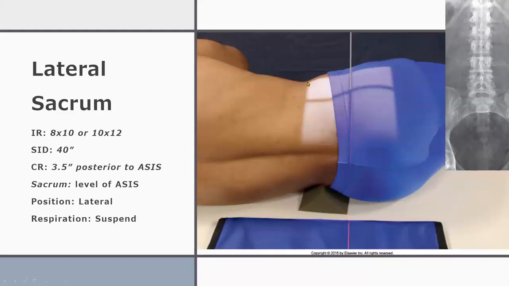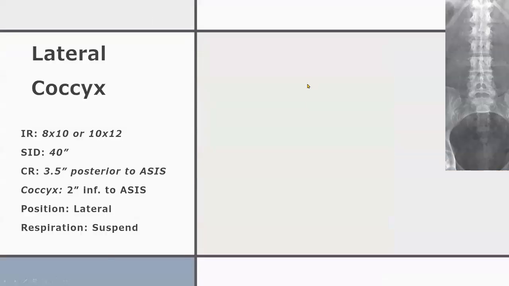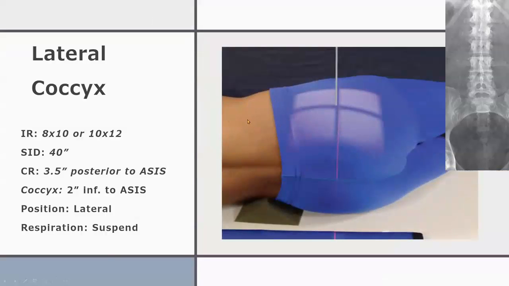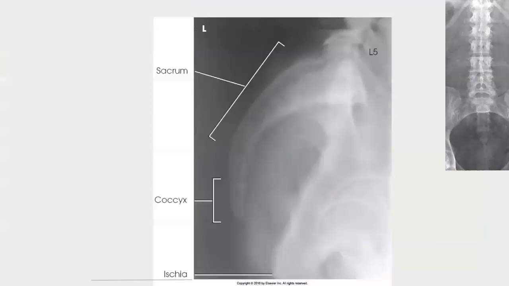Note that we can almost tell that this is probably where the crest of the patient is, compared to the crest would be up here and we're centering lower. So 3.5 inches posterior for the lateral coccyx and 2 inches inferior to the ASIS. Here's the ASIS up here. They went 3.5 posterior and inferiorly 2 inches below. Note the collimation and where the light is in relationship to differentiate between these images, whether it's a lateral sacrum or a lateral coccyx.